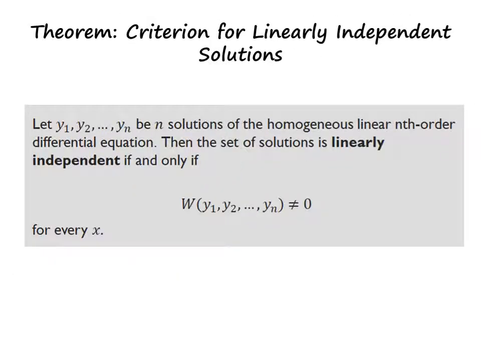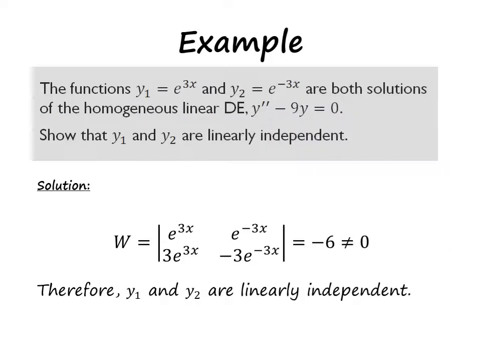Theorem, criterion for linearly independent solutions. The theorem in this slide provides the case for linearly independent solutions by using the Wronskian. From the theorem, the solutions y1, y2, until yn are linearly independent if and only if the Wronskian is not equal to 0 for every x. Go through the example by yourself.